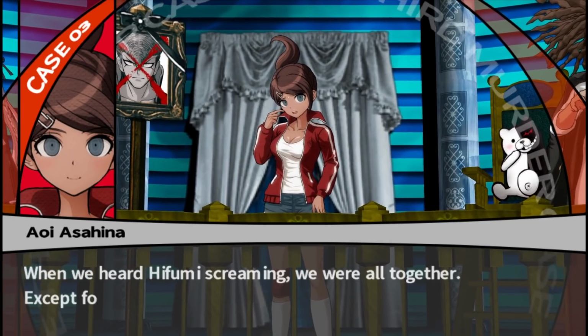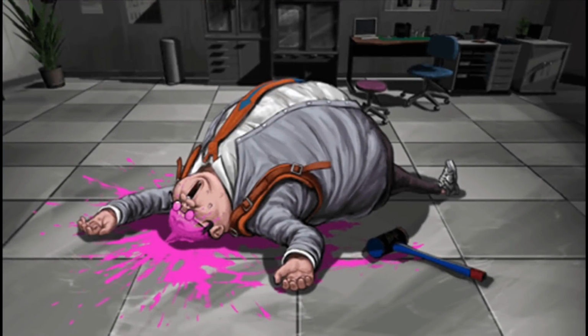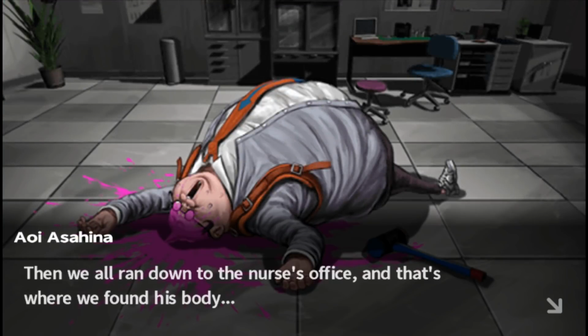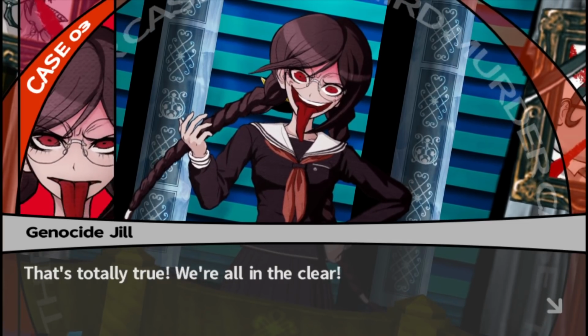When we heard Hifumi screaming, we were all together, except for Hiro and Kyoko. Then we all ran down to the nurse's office, and that's where we found his body. That's totally true. We're all in the clear.